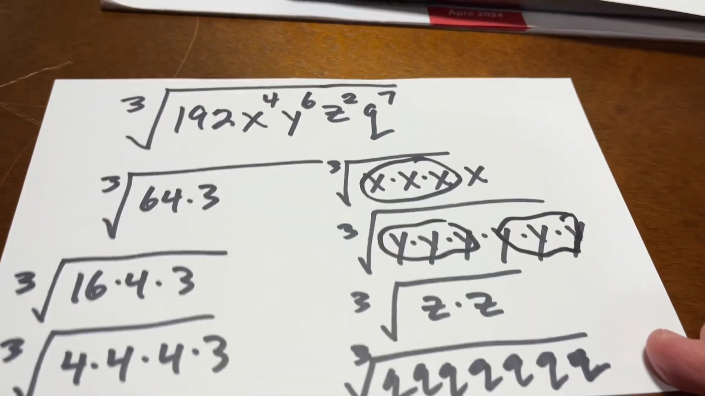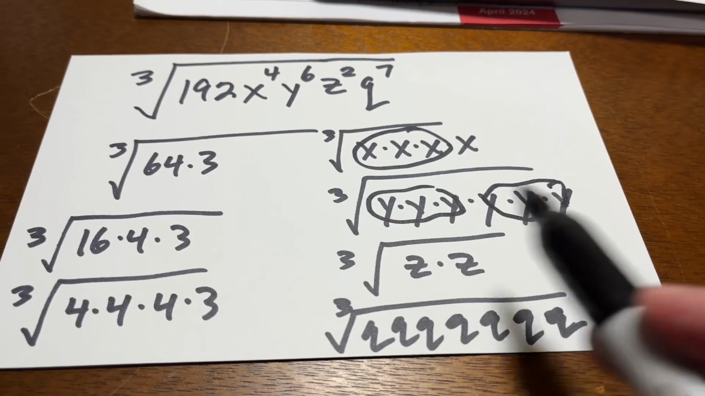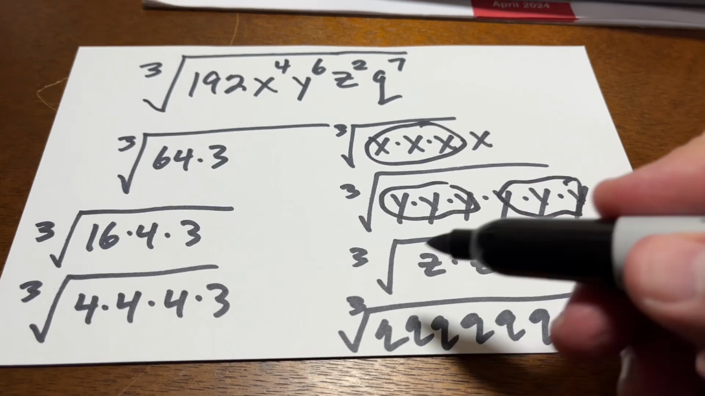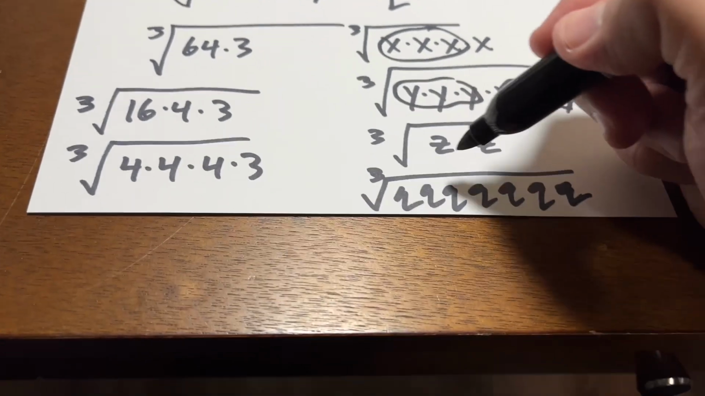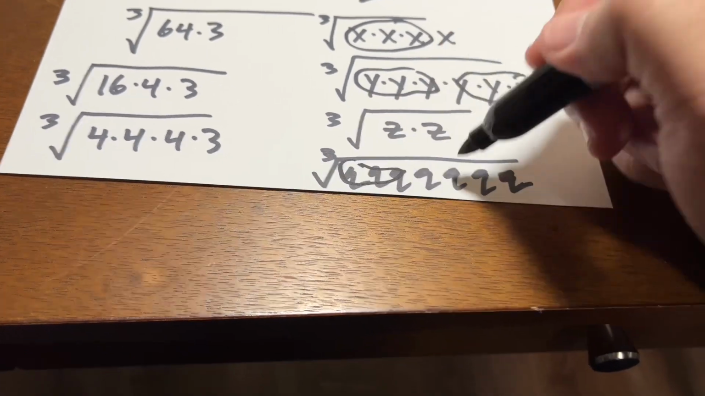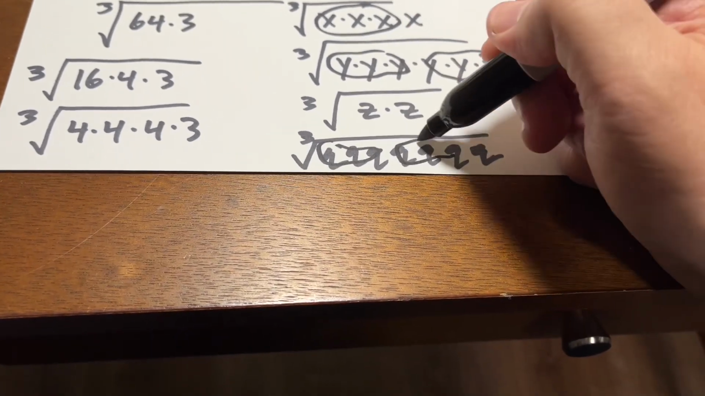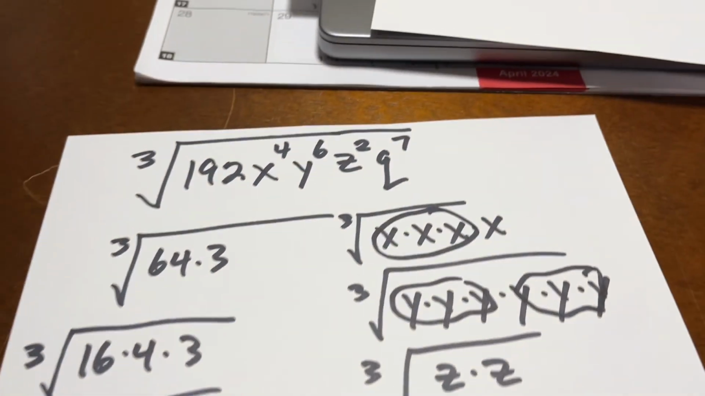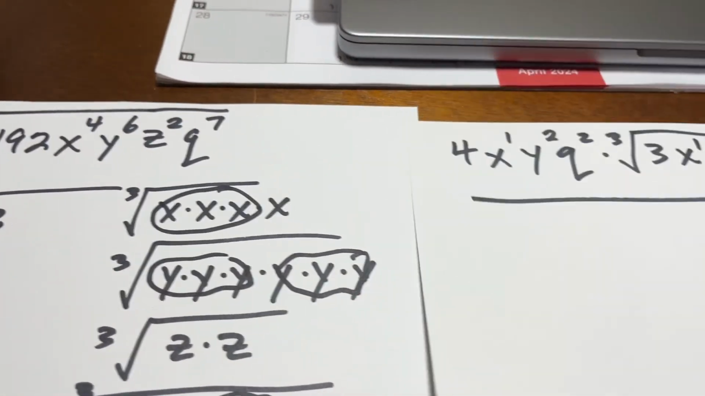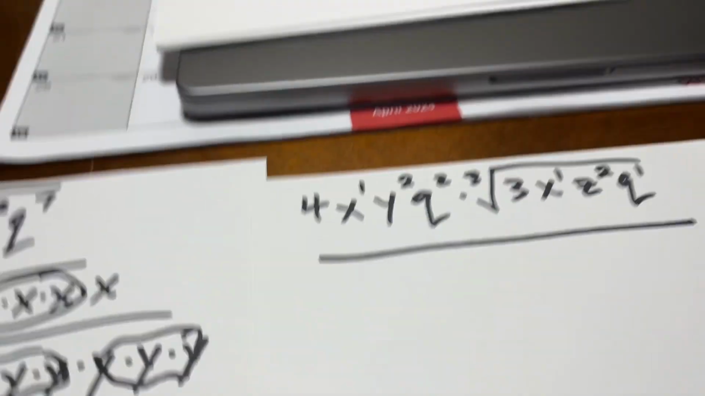I'm trying to video and circle at the same time. So that's 2 different sets of y's. I don't even have 3 of a kind on the z's. Now for the q's, I do have 3 of a kind there and 3 of a kind there with one left over. So we circle those because we're going to use that to formulate our final answer over here.